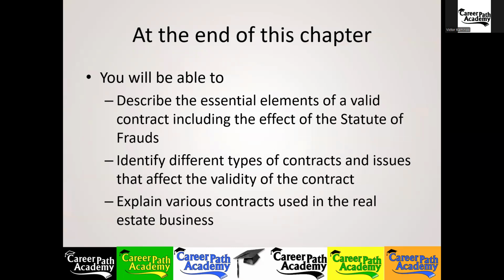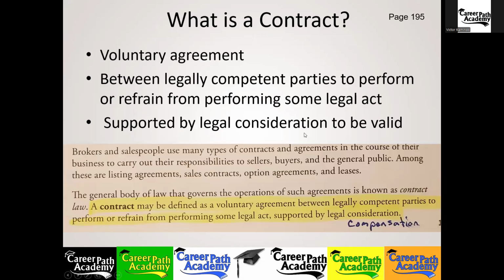We're going to learn about the statute of frauds. We're going to identify different types of contracts and issues that affect the validity of contracts. We're going to explain various contracts used in the real estate business as well. So let's dive in. What is a contract?